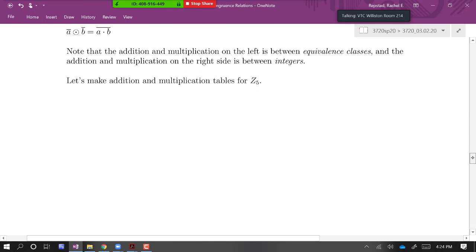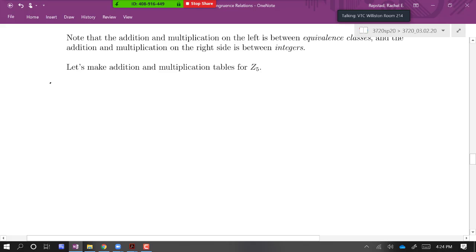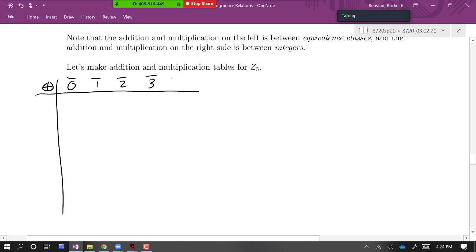And this is how we might put together addition and multiplication tables. This is always a fun exercise. We're going to do addition and multiplication tables for Z5. The addition is pretty simple. We're just going to do the addition on the integers and then make sure we're reduced mod 5. So adding 0 to everything is pretty simple. So 0, 1, 2, 3, 4. And the first column will be the same, right? 0, 1, 2, 3, 4.